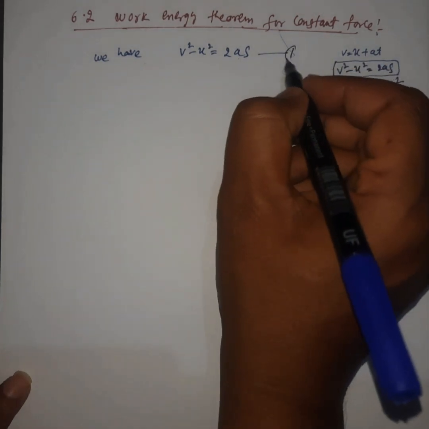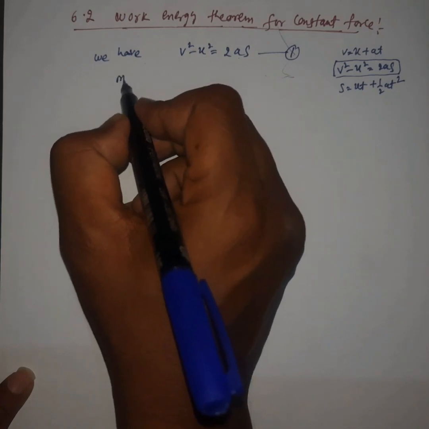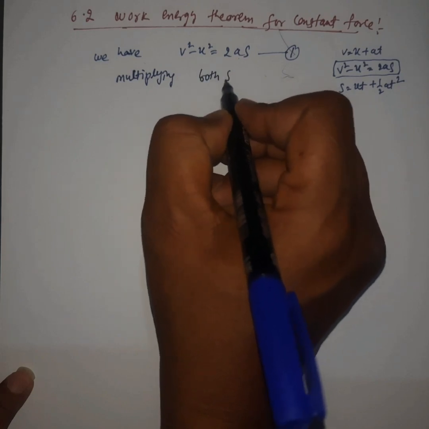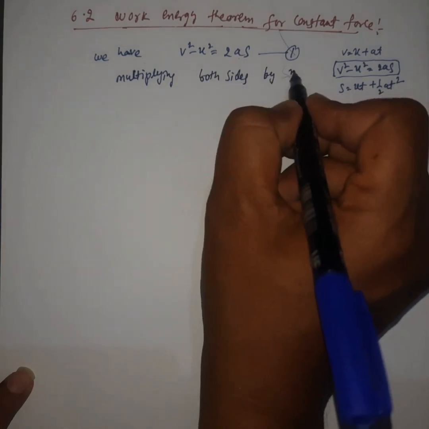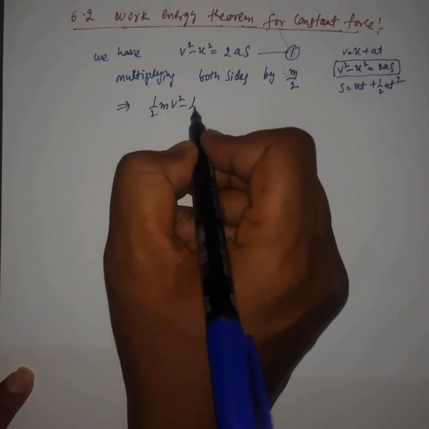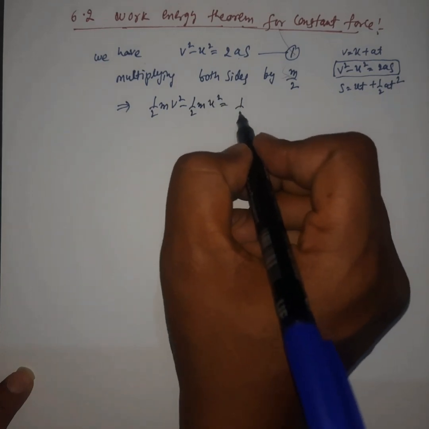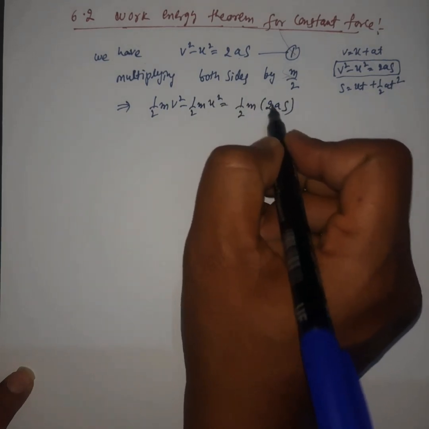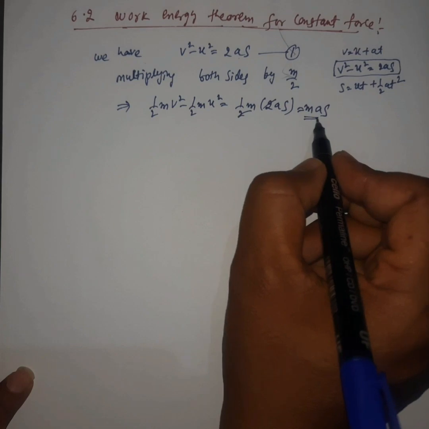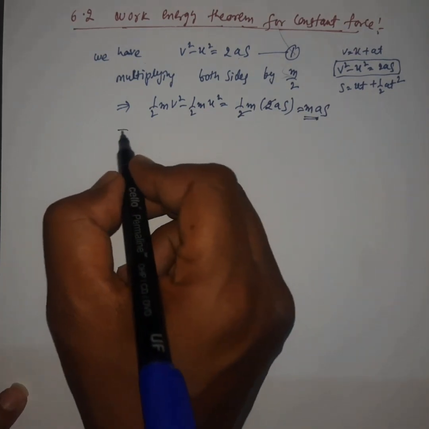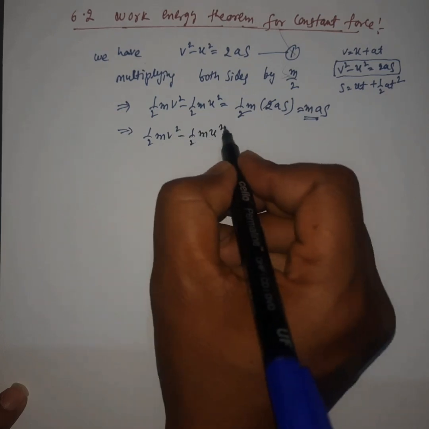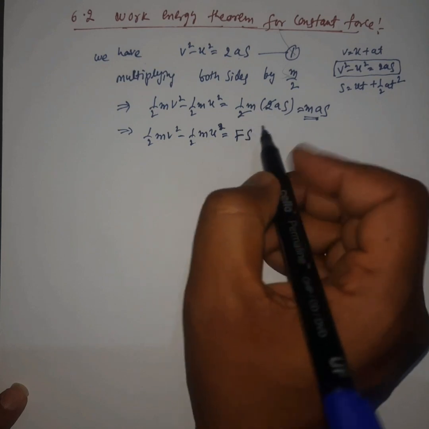So let us take this as equation 1. Here I am multiplying both sides by m by 2. So what we get? 1 by 2 m v square minus 1 by 2 m u square is equal to 1 by 2 m into 2as. Here 2 cancels, that is mas. According to Newton's second law, F is equal to ma. So finally 1 by 2 mv square minus 1 by 2 mu square is equal to F into s.